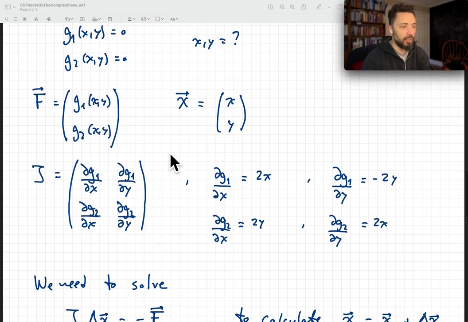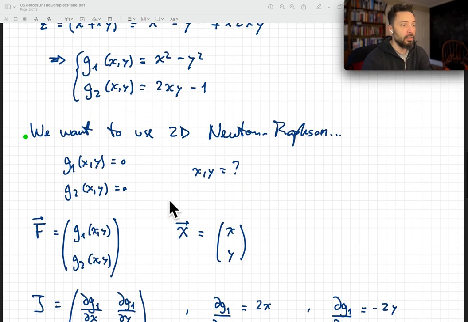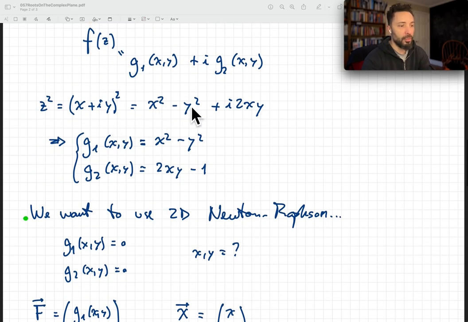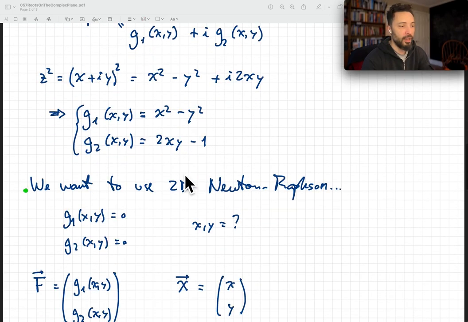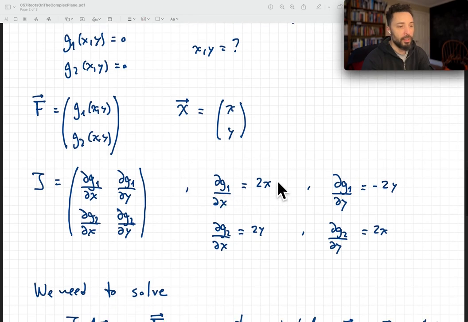And then we have to build this Jacobian matrix, the matrix of first derivatives of this function. So we have dg1/dx, dg1/dy, and the second row is dg2/dx, dg2/dy. For our case in particular, for our function x squared minus y squared plus i 2xy minus i, that is, z squared minus i, our derivatives are: dg1/dx is 2x, dg1/dy is minus 2y, dg2/dx is 2y, and dg2/dy is 2x.